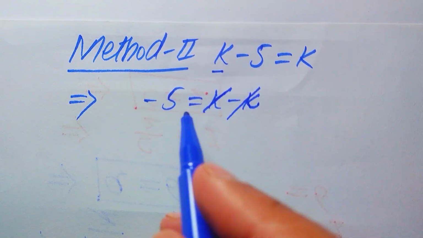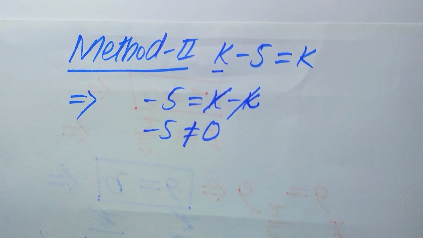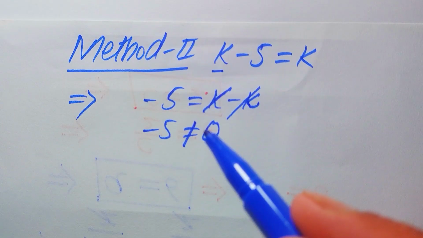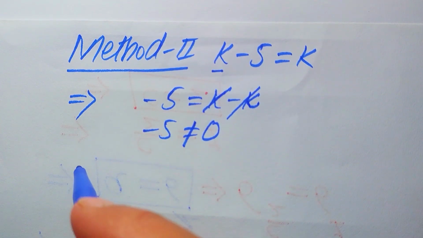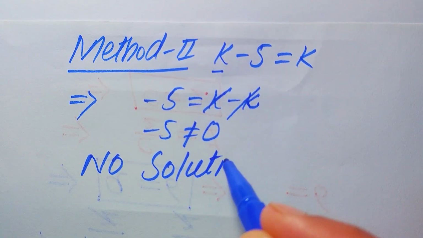You see these two are gone and we get minus 5 equals 0, and we know that this is not possible. If this is not possible, this means that we cannot get any value of k which satisfies our given question statement. So we finally conclude that this question has no solution.